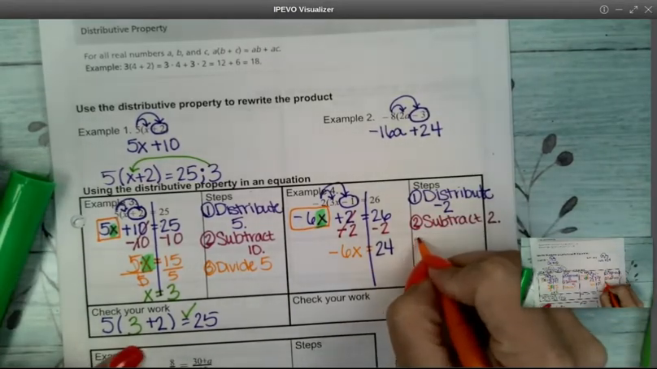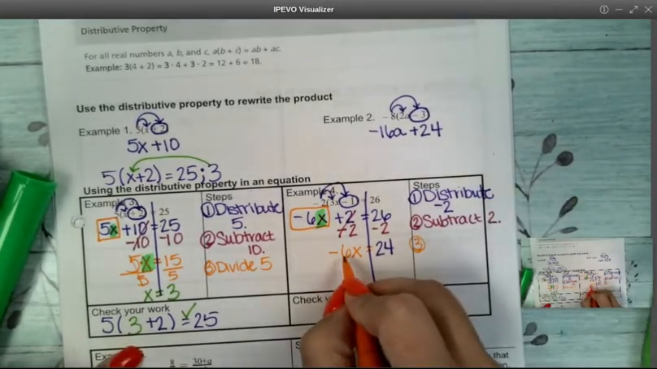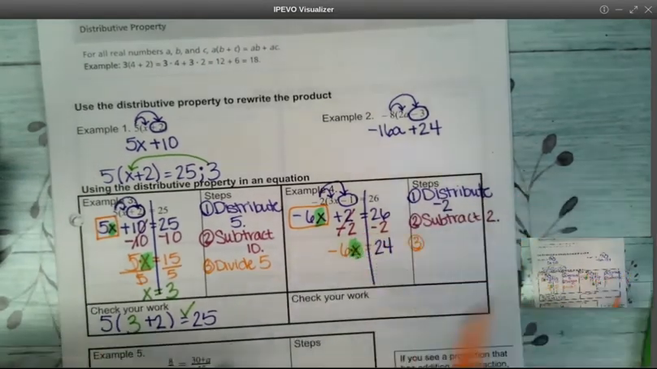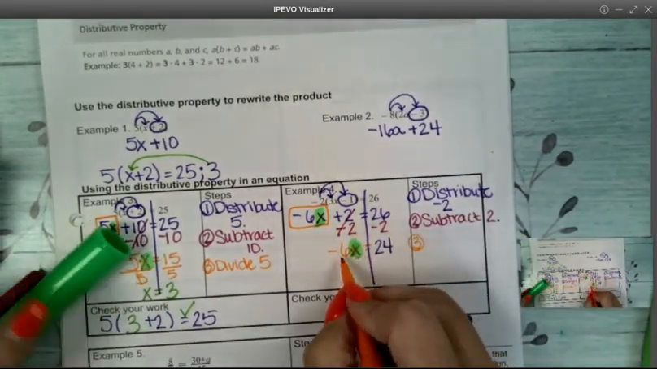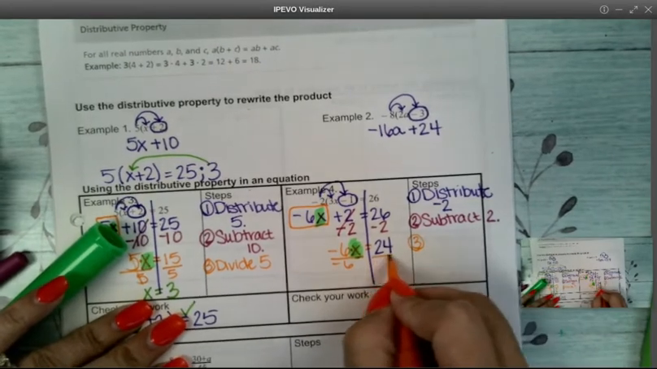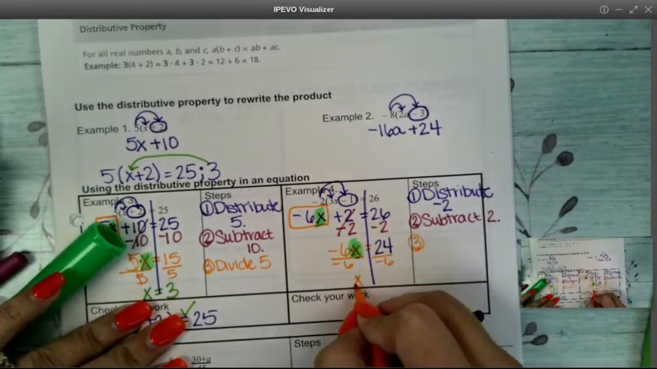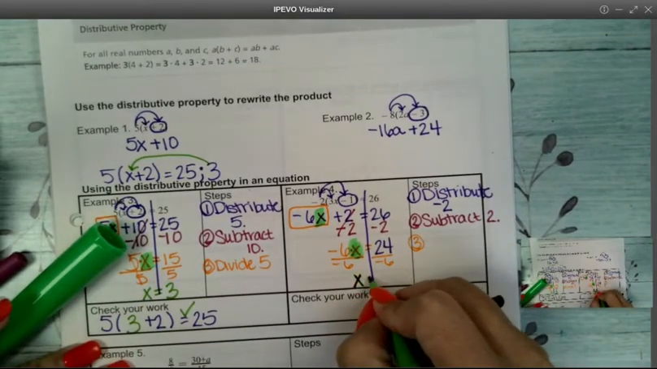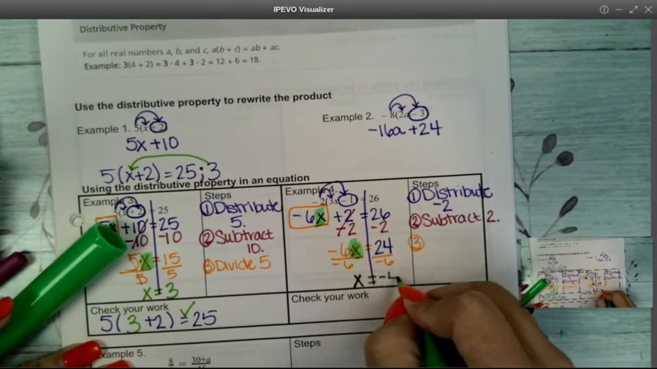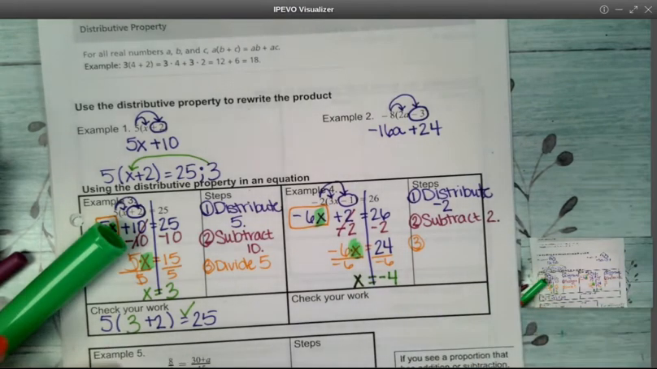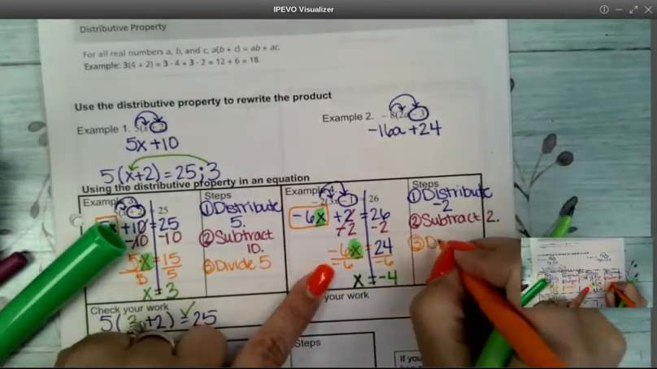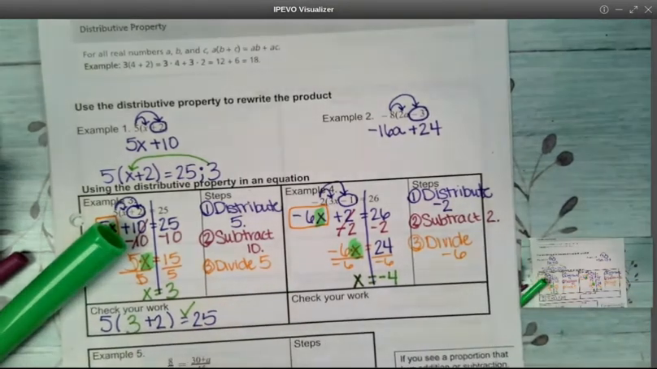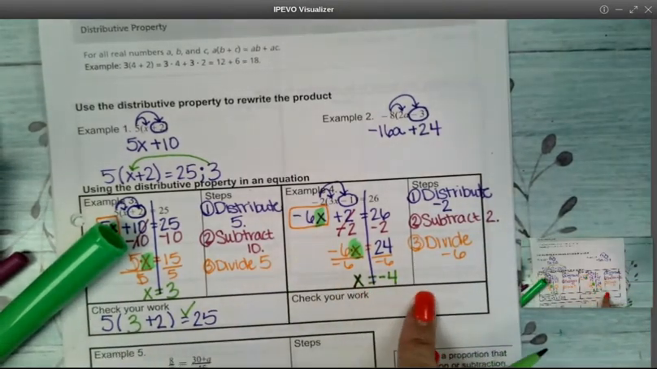So step number 3, again, -6 is being multiplied by the x, and our goal is to get this x by itself, so I've got to get rid of that multiplication by dividing both sides by -6. That gives me x is equal to -4. And that last step that I did, I divided by -6. Now I'm going to check that work.